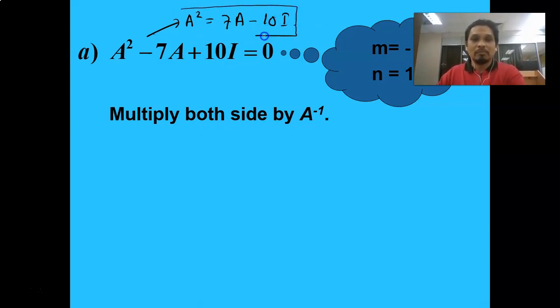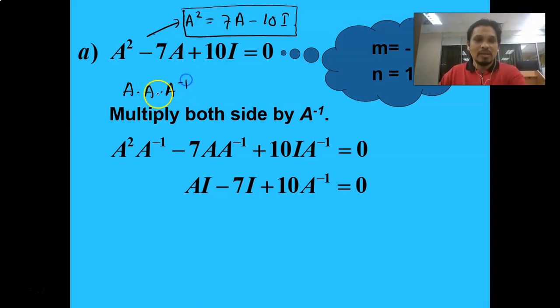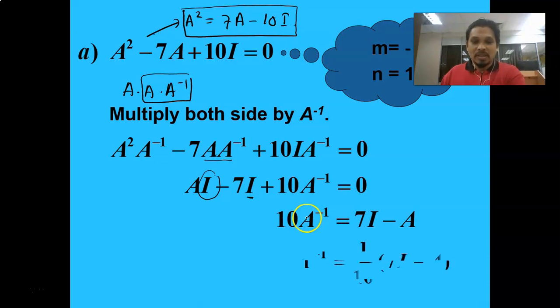Okay, so then multiply both sides with the A inverse here, just like this. Okay, A squared means that A multiplied with A inverse. So this one will turn it into an identity. Okay, and then A multiplied with A inverse, then also another identity. And this one here, 10I multiplied with A inverse. So then A inverse equal to, as you see the screen here now, divide by 10. 1 over 10 multiplied with 7I minus A.